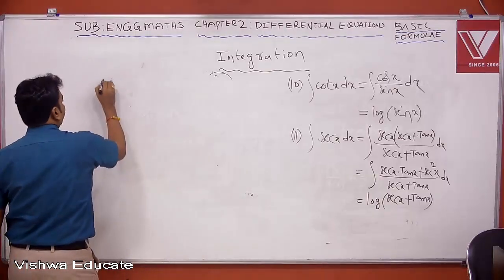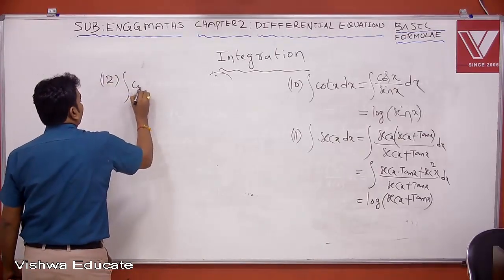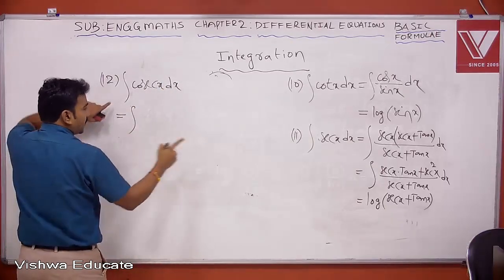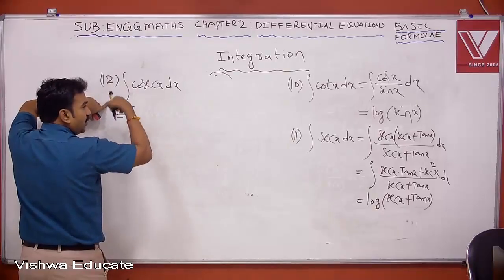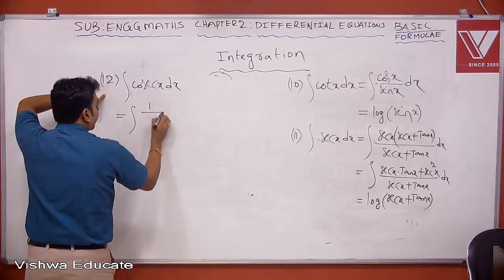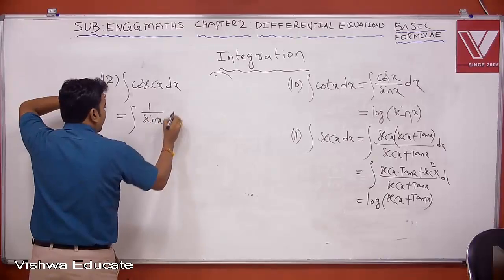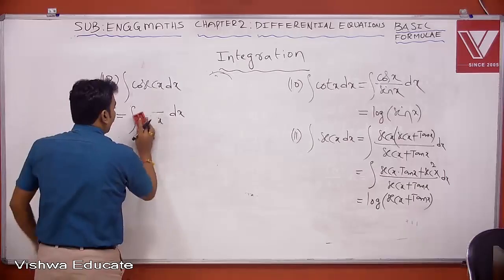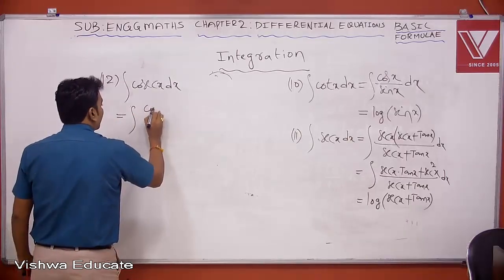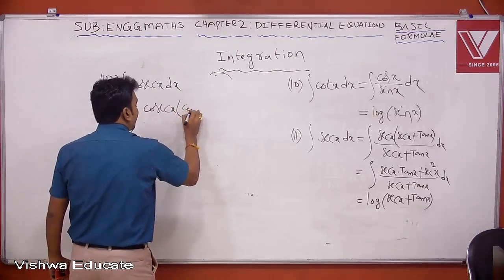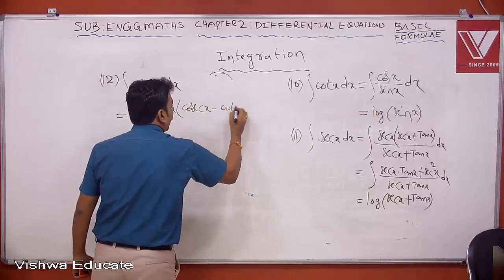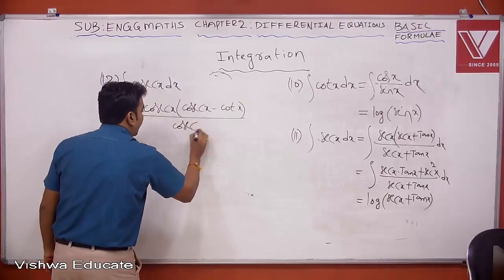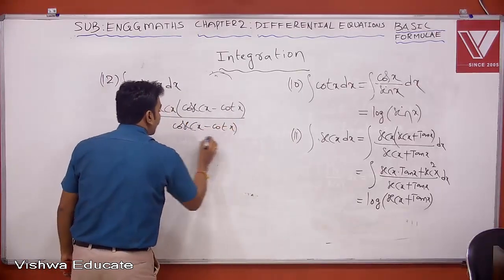Next we move to integral cosecant x dx. The same case repeats even for formula number 12 also. If you write cosecant x as integral 1 by sin x dx, no benefit for us because sin x derivative is not 1. So therefore to apply rule number 6, what we do is multiply numerator and denominator with cosecant x minus cot x. So this is integral cosecant x into cosecant x minus cot x divided by cosecant x minus cot x dx.